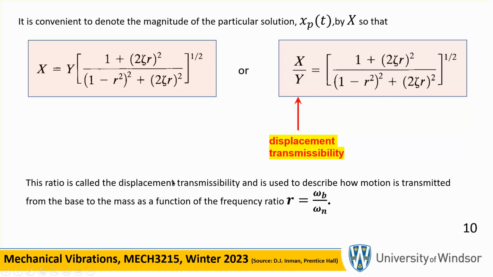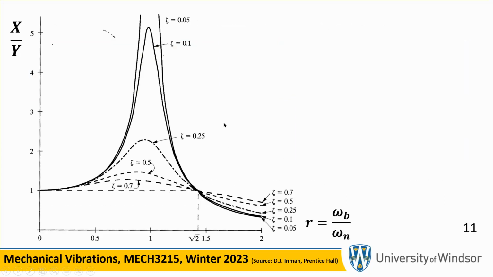Now, this is called the displacement transmissibility and is used to describe how motion is transmitted from the base to the mass as a function of the frequency ratio. Okay, how motion is transmitted, that means displacement is transmitted from the base to the mass. We can also plot these things, and I want to say a few words about it. I mean, basically, these graphs say it all, but let's think about it for a second.